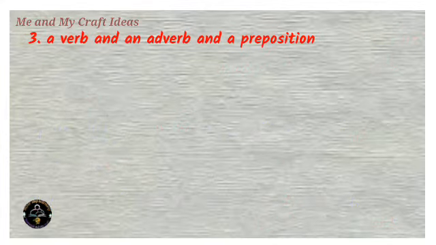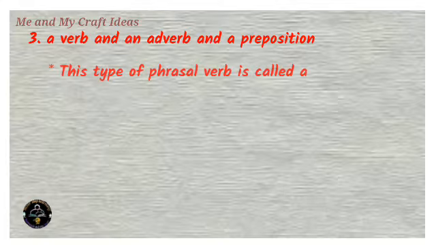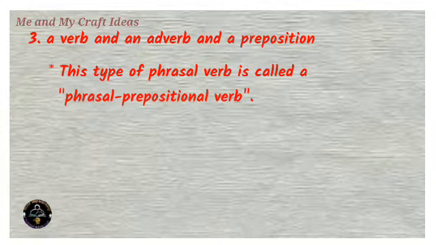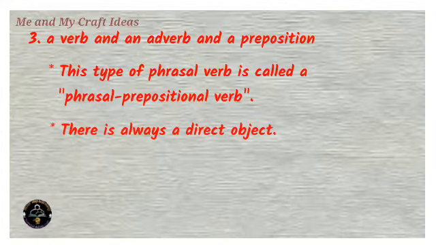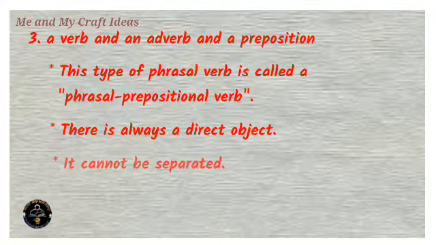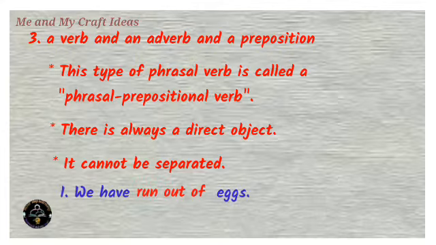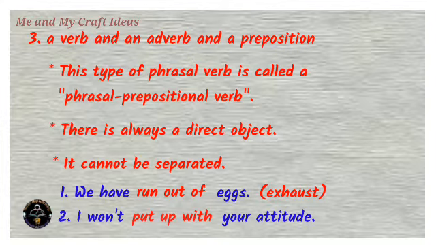Third type, that is the combination of a verb and an adverb and a preposition. This type of phrasal verb is called a phrasal prepositional verb. There is always a direct object and it cannot be separated. Let's see some examples. We have run out of eggs. I won't put up with your attitude.